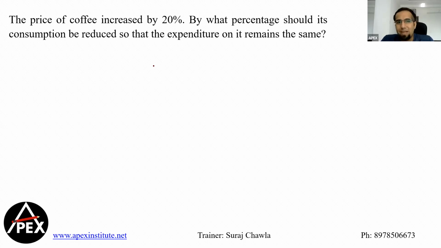Yeah, the price of coffee increased by 20%. By what percentage should the consumption be reduced so that the expenditure on it remains the same? Now, I'm talking about expenditure, right? Now, please remember the relationship that we are talking about here is the expenditure is nothing but price into consumption.